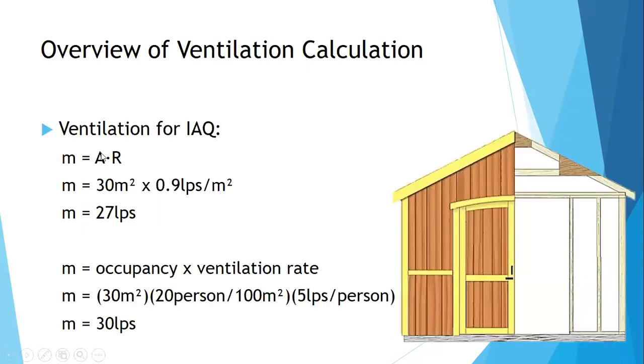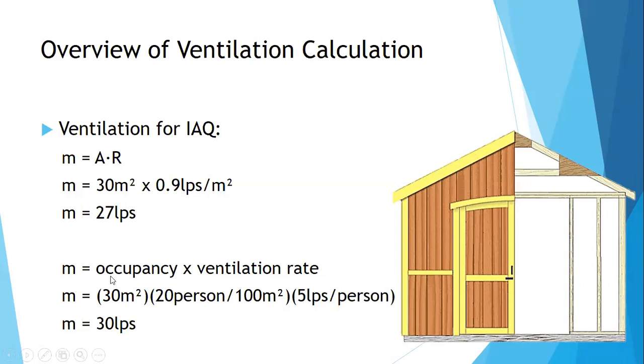Our example is the wood shop. The amount of air needed inside the wood shop based on area is our area of 30 square meters times 0.9 liters per second per meter squared. So we will get about 27 liters per second.